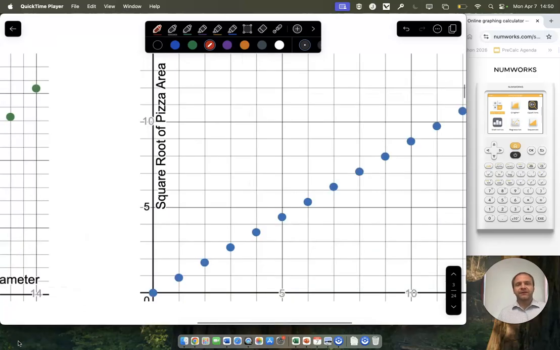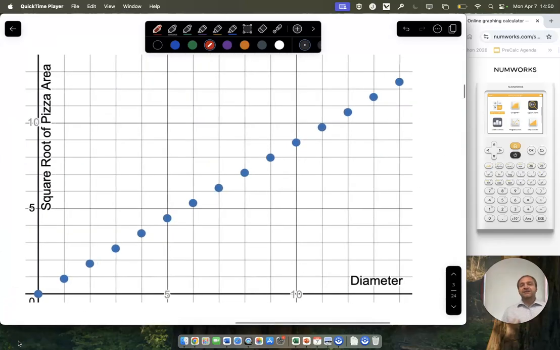We can see that's really what this is showing you right here. I took that same information, I kept the diameters on the x-axis exactly the same, but I changed the y-axis to be the square root of the area. And notice that is now a linear pattern.